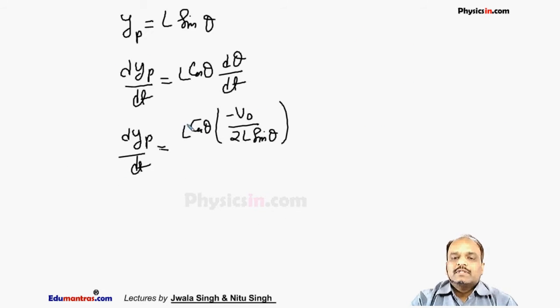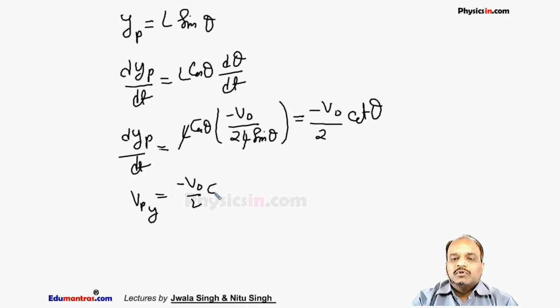From here the L will cancel out. We get this as minus v naught by 2 into cot theta. So from here we can say the velocity of point P along the y-axis is minus v naught by 2 into cot theta. Since yp is going downward, this dyp by dt is negative. So this is your vy and this is your vx of point P.